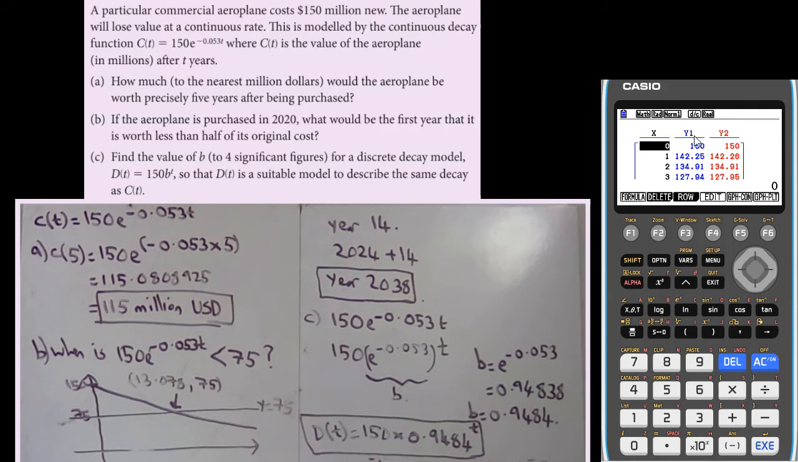So this is the continuous growth model, Y1, the value of the aeroplane at the end of each year, and this is the discrete decay model that we've just invented. So we compare year 7, you've got $103.5 million, and you've got $103.52 million. All the values are very, very close. So it looks like quite a good model.